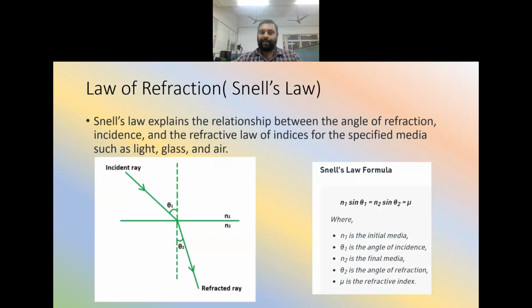The law of refraction explains the relationship between the angle of incidence, the angle of refraction, and the refractive indices of the two media. That is what is given on the right side: N1 sin theta 1 is equal to N2 sin theta 2.